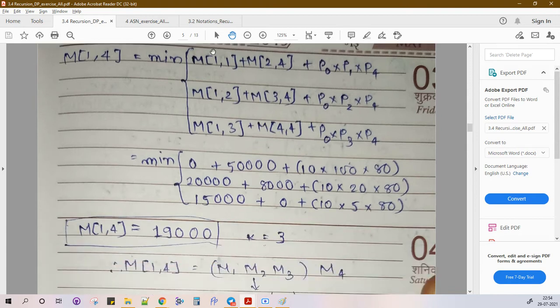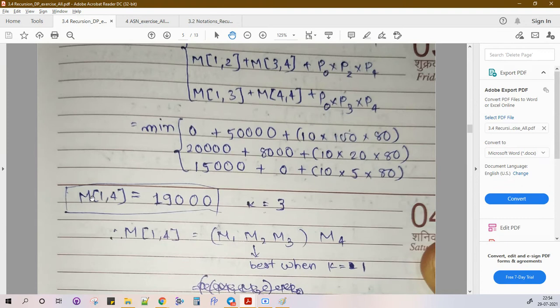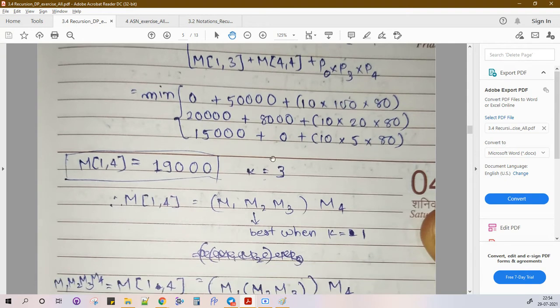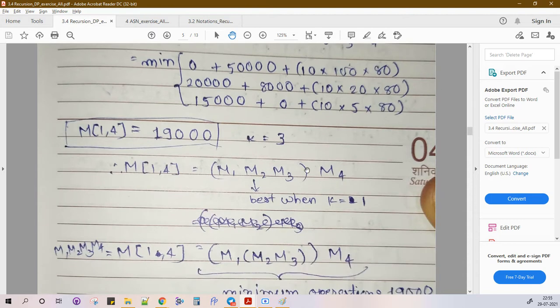And all this we have already solved: 2, 2, 4, 1, 2, 3, 1, 2, 3, 4. After multiplying all this and taking the minimum cost, m14 is nothing but 19,000, and it is for the last one, m13 and m44, right? So for m13, the cost is 15,000, and the minimum cost is 15,000. M13 multiplied by m4, so this is the best case, right? So we know this cost is 19,000, right?